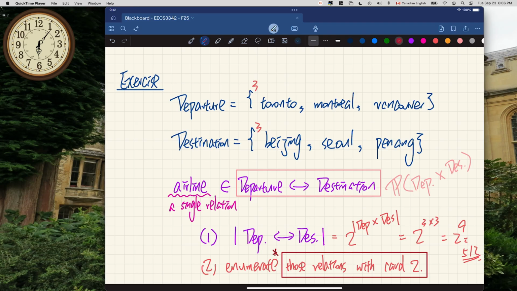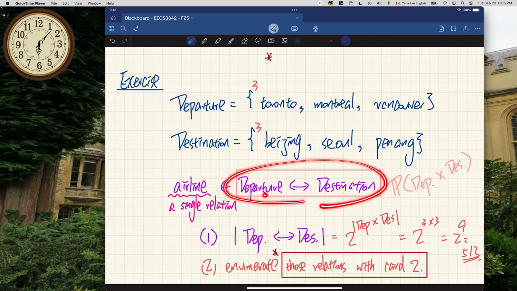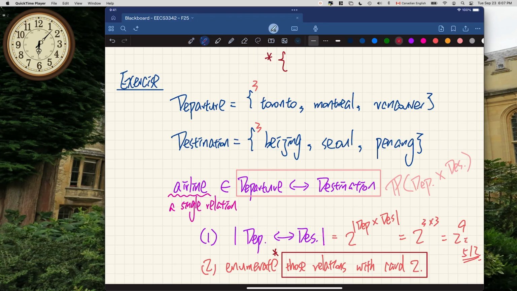Okay, let's now think about this one here. Yeah, basically let me formulate it for you. I'm basically saying I'm considering the set of all possible relations between departure and destination. These are the set of all possible relations. I want to only get those relations of cardinality 2. Okay? First of all, before we calculate a number, we want to know how to understand this one formally using set comprehension.